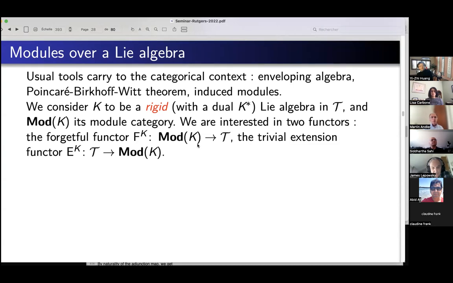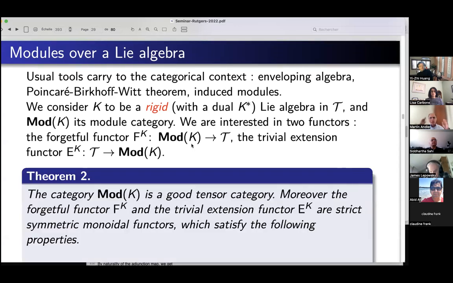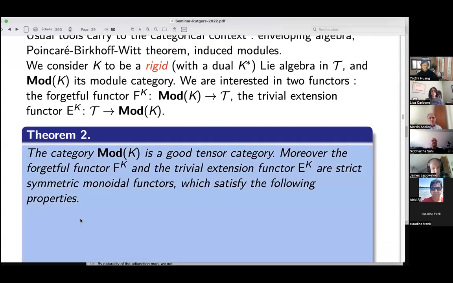We're interested in two functors, the forgetful functor from mod K to T, and the trivial extension functor from T to mod K. So of course, the theorem that we have is that the category mod K is itself a good tensor category. It inherits all the nice properties of the initial category. And moreover, the forgetful functor and the trivial extension functor are strict symmetric monoidal functors, which verify the following properties.